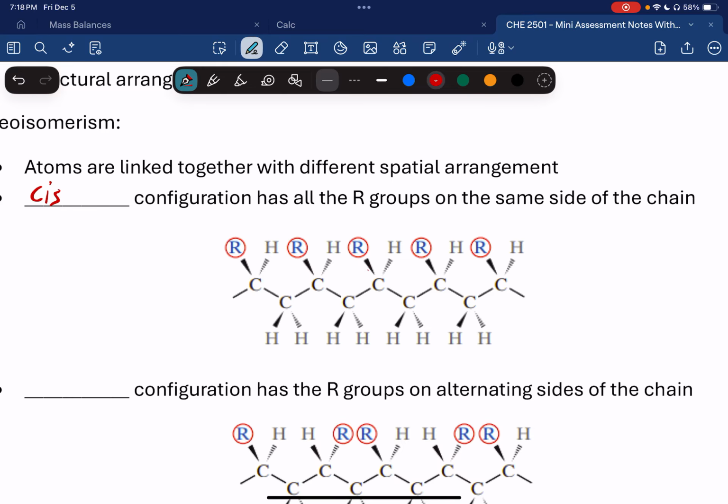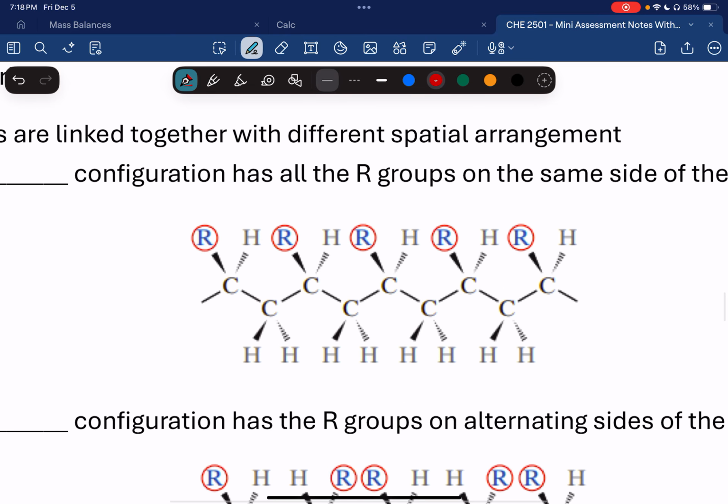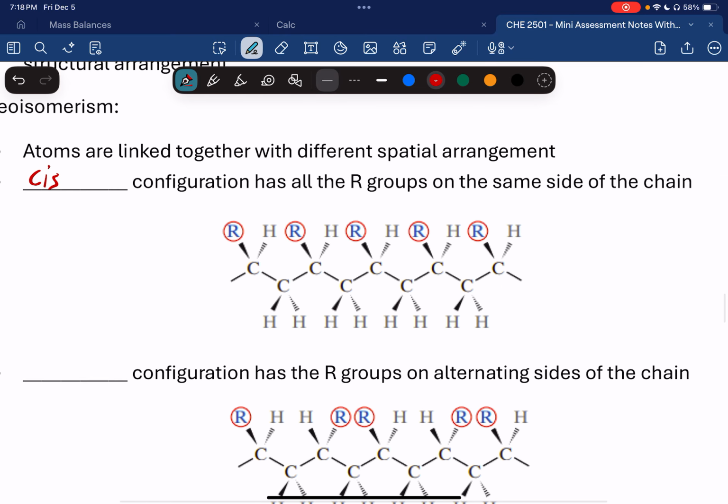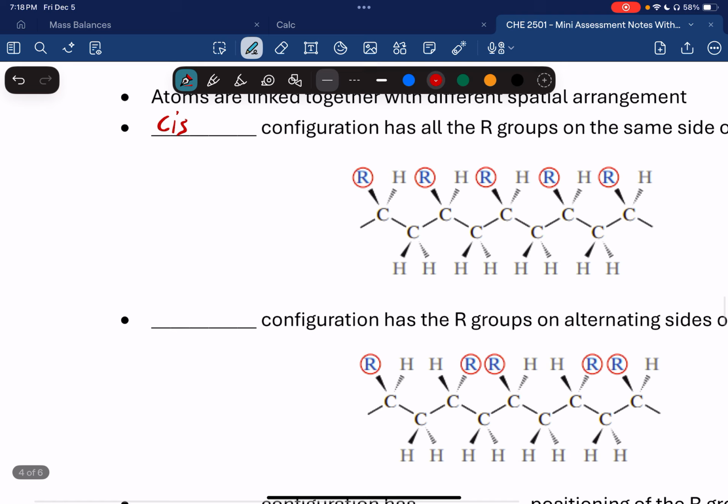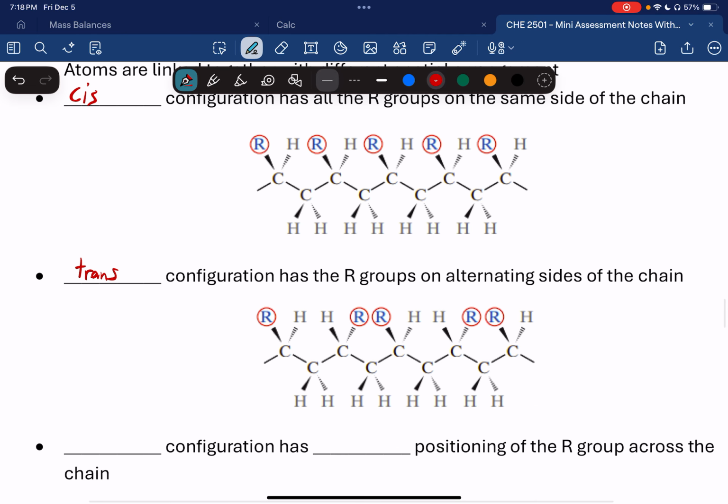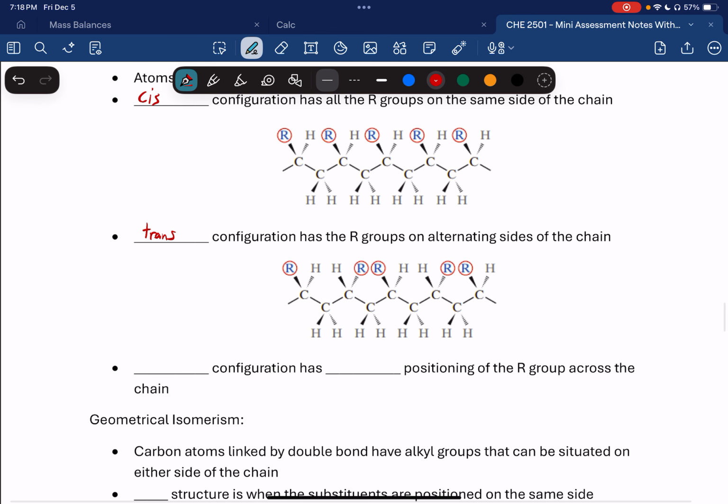All these filled-in wedge bonds are facing towards us. The dashes are facing behind us, just so you have that 3D shape like it actually is. And then the second kind is trans configuration. So all the R groups are on alternating sides as it goes down the chain.